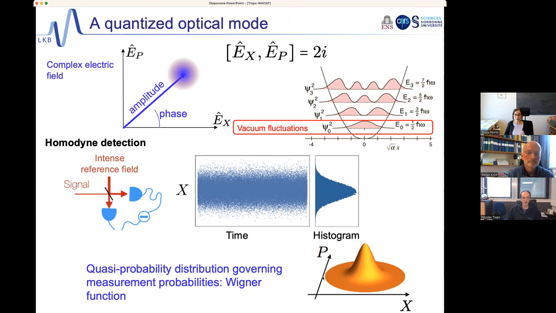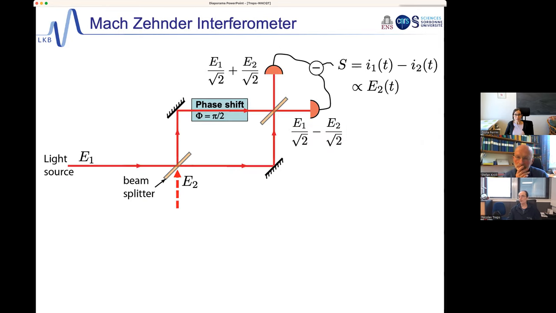Often this vacuum is represented by Wigner functions, phase space functions. Maybe there's no need to say too much detail about that right now. But the message here is that the noise in our measurements will arise simply from the vacuum fluctuations. So let's already start with an example. It's a very simple example just to understand what's going on.